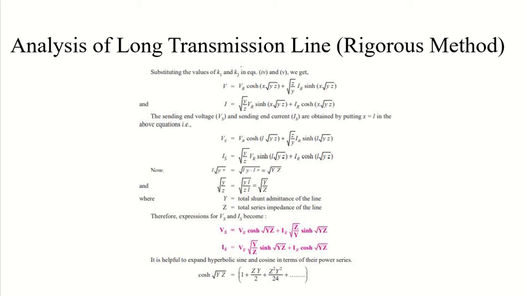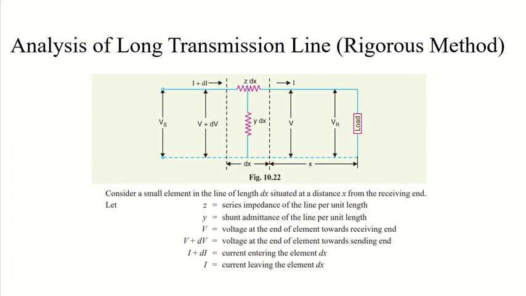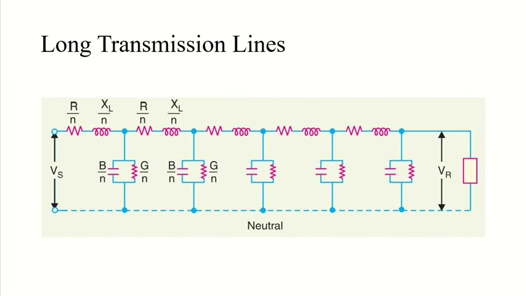Y and Z were the total series impedance and the total shunt admittance. Let me quickly take you to the image representation of that so you will understand it better. So what were Y and Z? They were the total series impedance and total shunt admittance. As you can see here, collectively, I'm not talking about individual or per unit values, because I'm talking about capital Z and capital Y here.